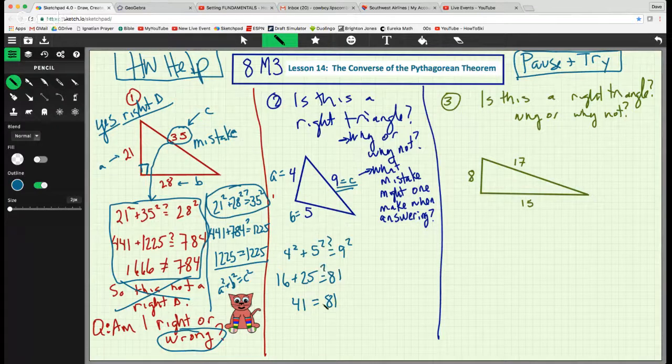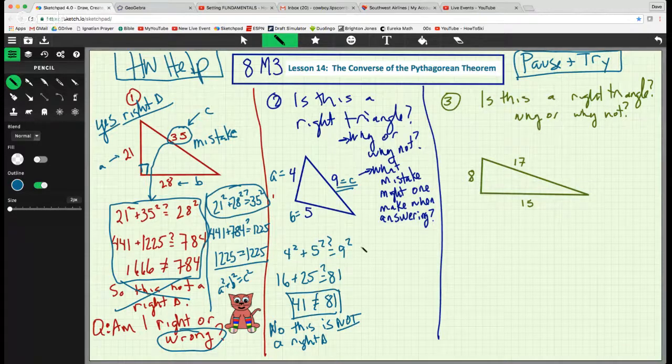My question marks here, and the answer is no. 41 does not equal 81. So the answer is no. This is not a right triangle.